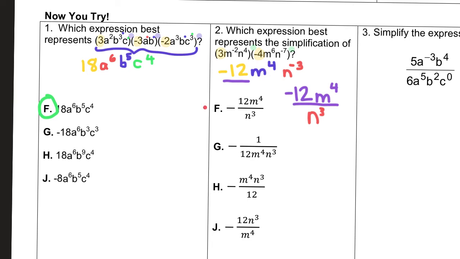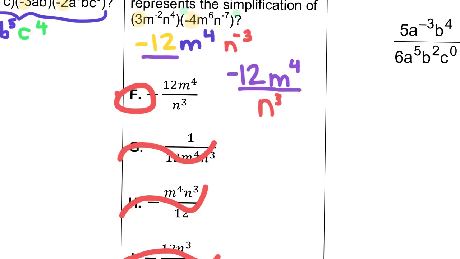In G, the 12 is moved to the denominator, so it's definitely not G. H, 12 is also in the denominator. And then for J, we have n in the numerator, so it can't be J either. So F is our answer choice. Note that the negative sign is in front of the answer choice. So we could either have the negative sign in the front, like it is in the numerator, or even associated in the denominator, but there can only be one negative sign.